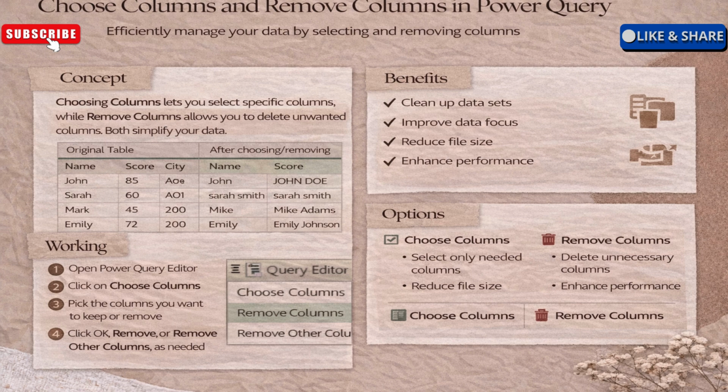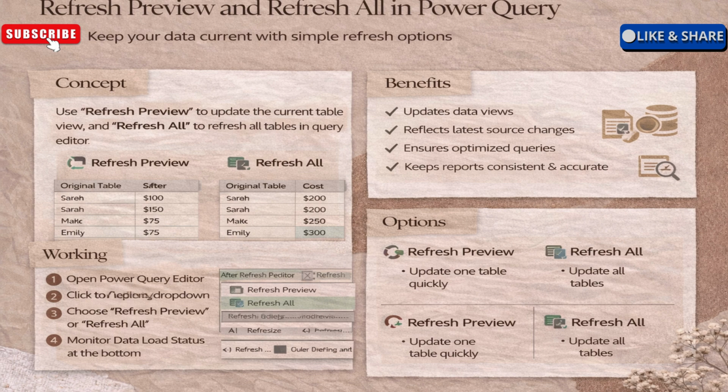Great explanation. Yes. Refresh Preview is used to update the current table view, while Refresh All updates all the tables in the query editor. Okay. Why do we use these options? They help in keeping data up to date, reflect the latest changes from the data source, and ensure accurate analysis. Sounds useful. How do you use them? Go to Power Query Editor, click on the Refresh option, then choose Refresh Preview to update a single table, or Refresh All to update all tables at once.